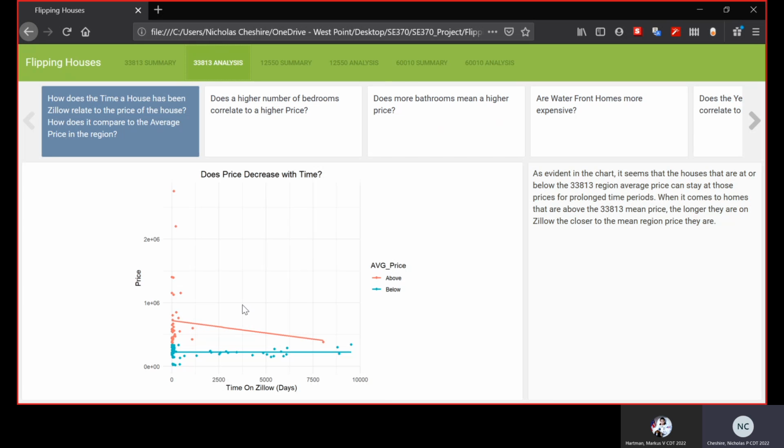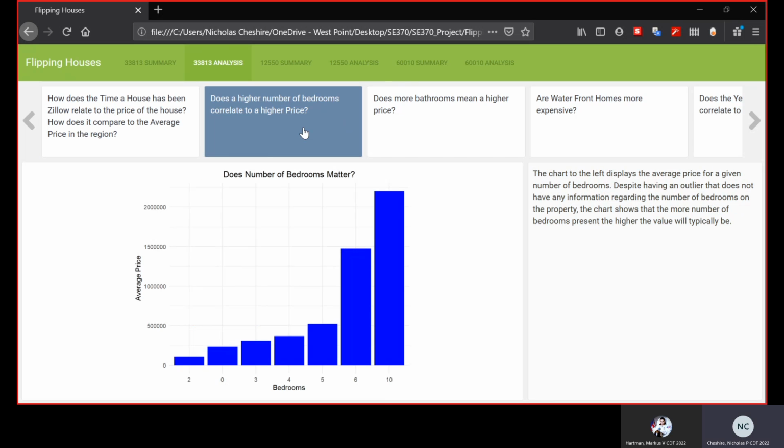Moving into our analysis, what we have here is how our price decreases with time. We have broken up the homes in this zip code into two categories, one being above the average price for a home and one being below. As we can see here, the ones below generally stay below at this level, but the ones above, as time increases, generally decrease, as you can see from the negative slope here.